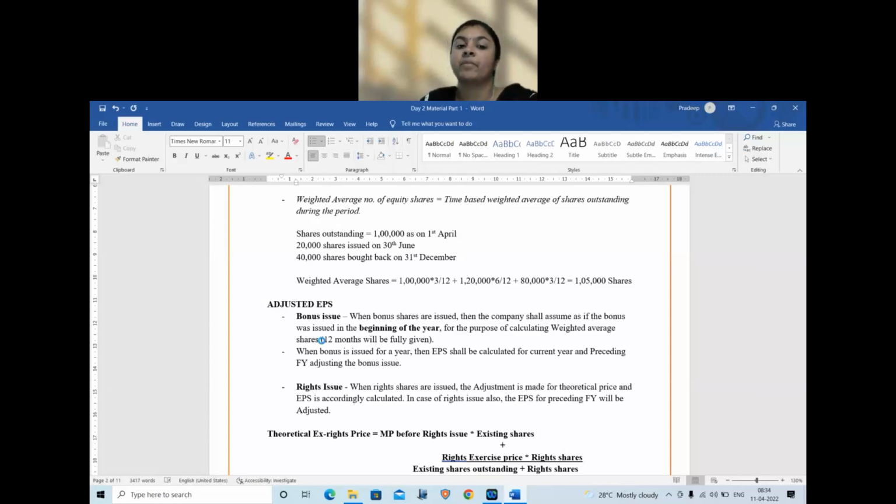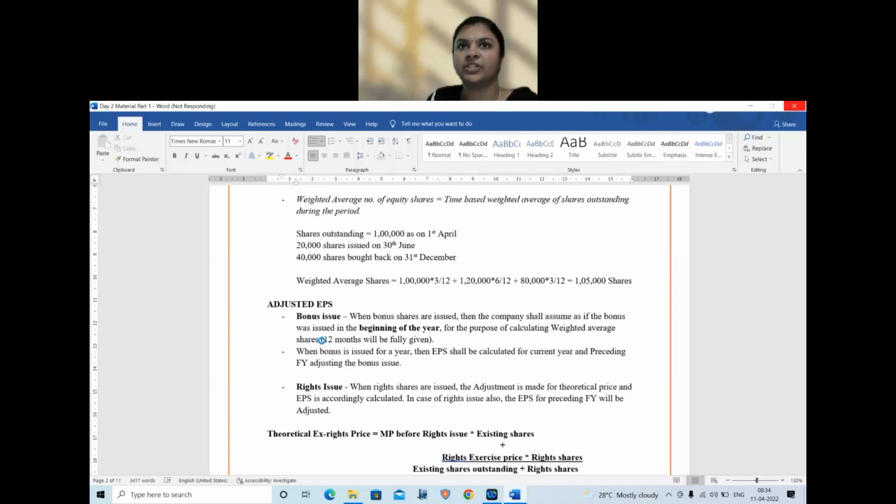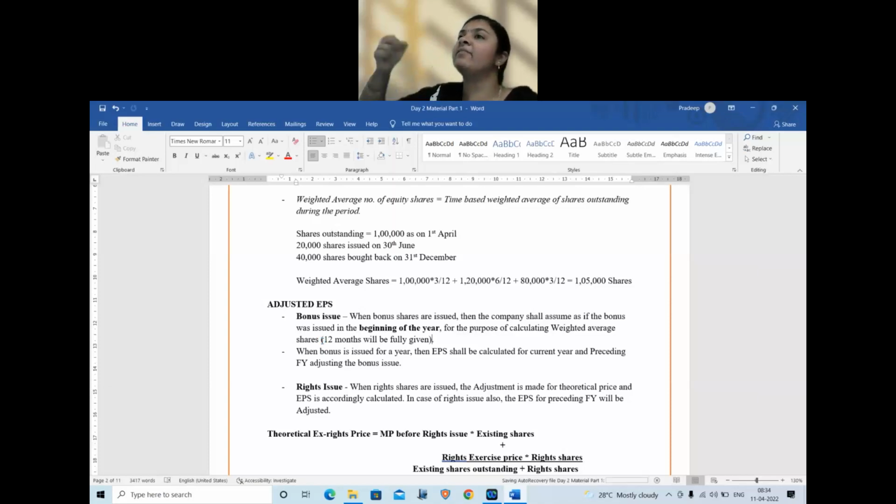Okay, this is for the year in which the bonus is issued. Now the year in which you are having a bonus share, correspondingly the previous year earnings per share also needs to be adjusted. That is what is called adjusted EPS. For the previous year earning, the bonus shares will be added to the denominator as if the bonus was available in the previous year.